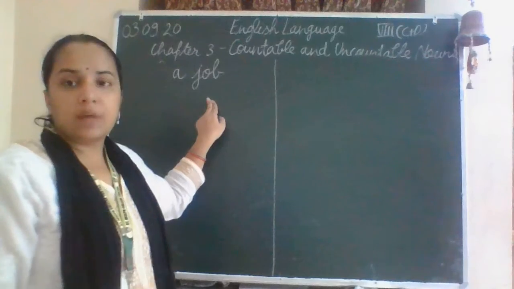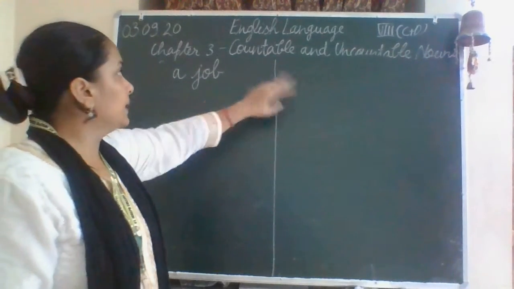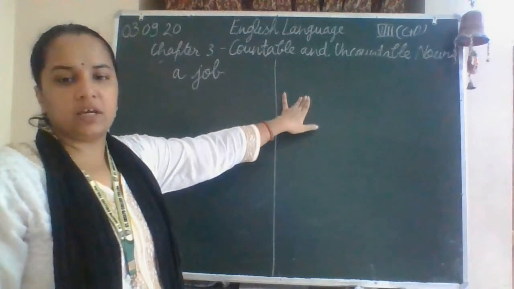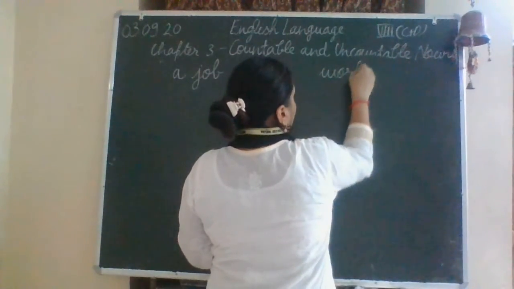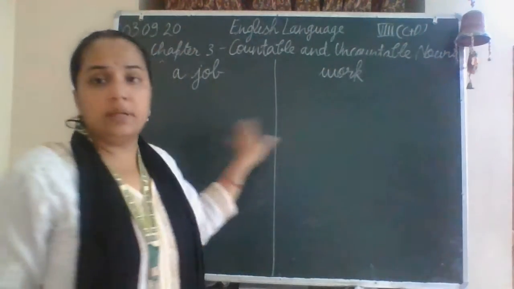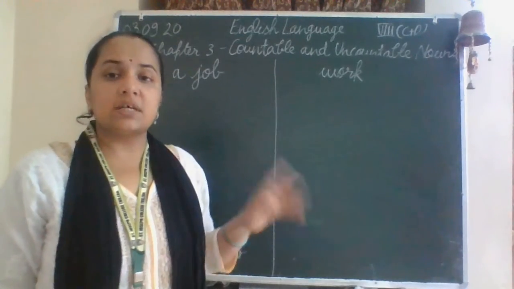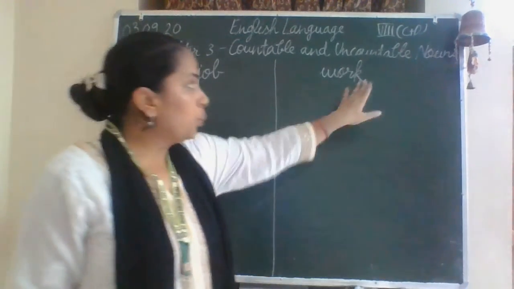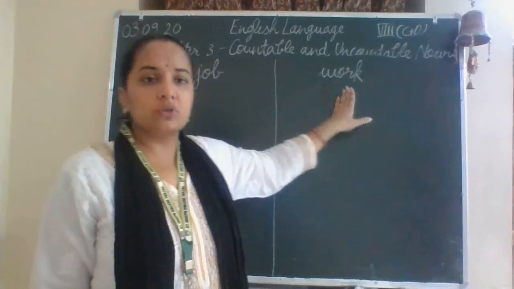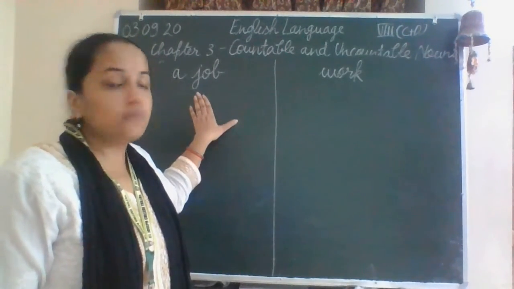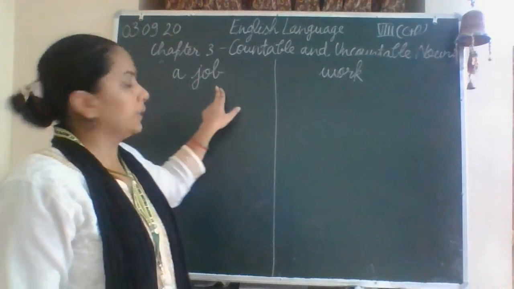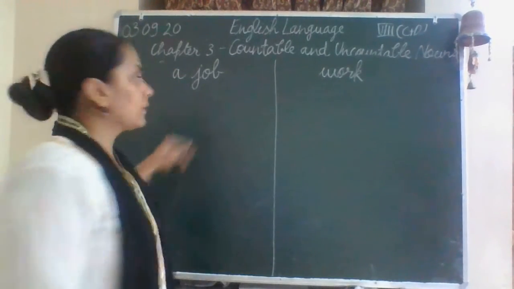Here, this is the countable noun. But for the similar thing, we can write work. He is doing a job, he is doing work. We never say he is doing a work. Work will be uncountable, job will be countable. So we will use a with the job.